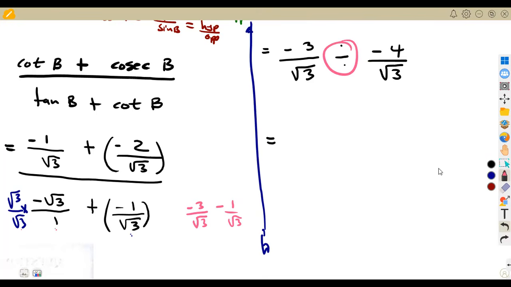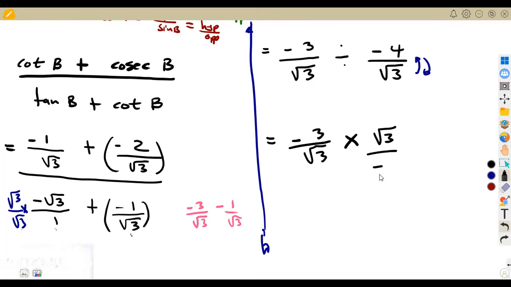So here, to remove our division, we introduce a multiplication. It will be minus 3 over the square root of 3. The moment we introduce multiplication, we invert, just tip the second fraction, so the square root of 3 is going to be on top. We are going to have the square root of 3 over a negative 4. We interchange, all right? So this is going to give us 3 over 4, because definitely this will cancel and this will cancel. We remain with 3 over 4. So at the end, this is just going to give us 3 over 4.